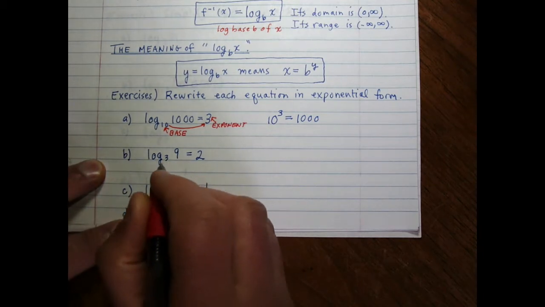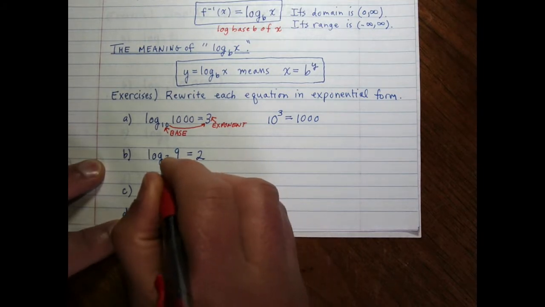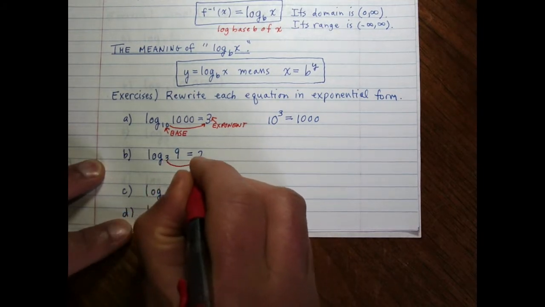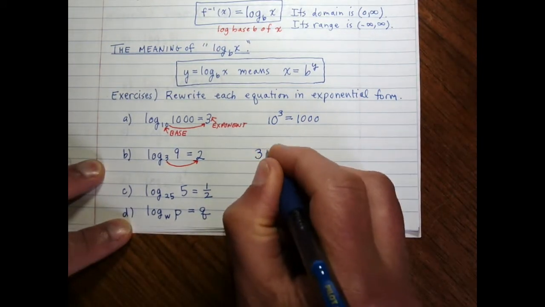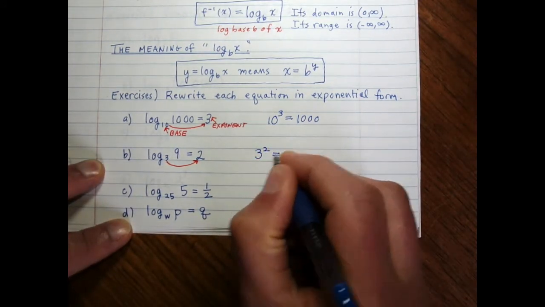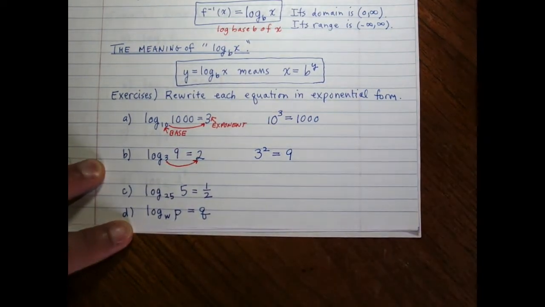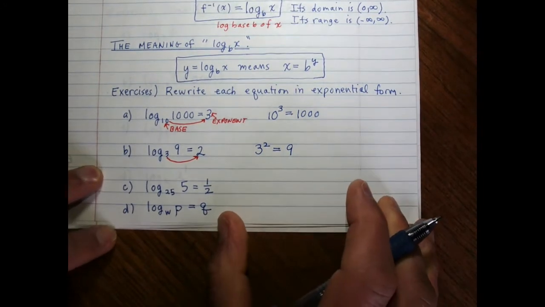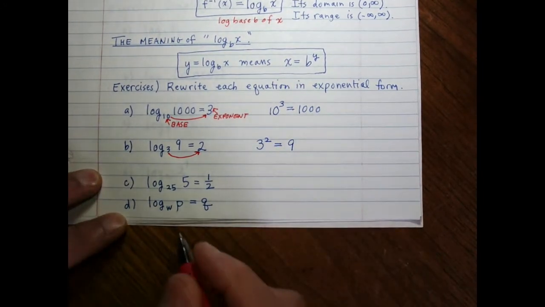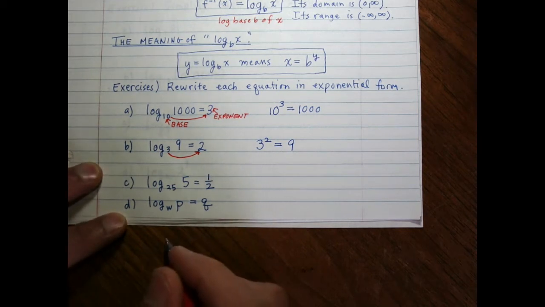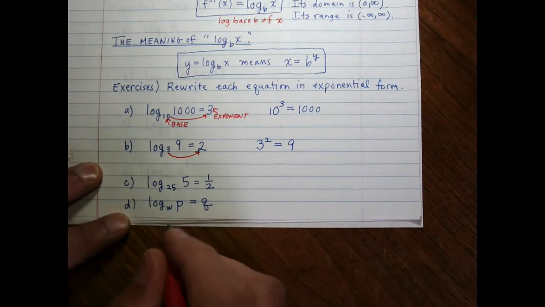Now let's do B. Log base 3 of 9 equals 2. The base is 3. The exponent is 2. So we're saying 3 to the second power equals, the number inside is 9. 3 to the second power is 9. Makes sense. So we're not actually calculating anything here. Again, we're just converting to exponential form and trying to see if what we're writing makes sense or not. It should make sense.